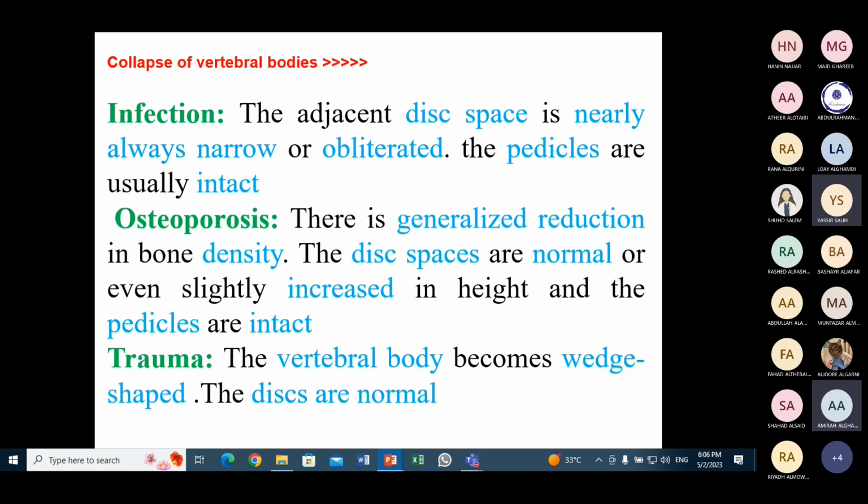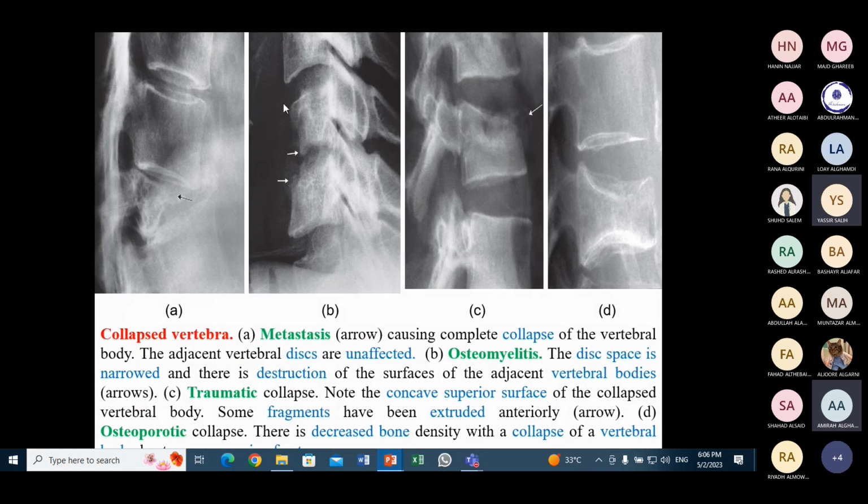The disk spaces in the metastasis normal, but in the infection it will be narrowed or obliterated. And in osteoporosis, the disk spaces may be normal or increase in the diameter. طيب in case of trauma بتلقى السمول body. What are the other side؟ بتلقى البادي عندها شيب كاركترستيك شيب بيسموه الويدج شيب، لكن البيديكلز والديسك بتكون نورمال. الويدج شيب vertebra is characteristic feature of trauma according to this.